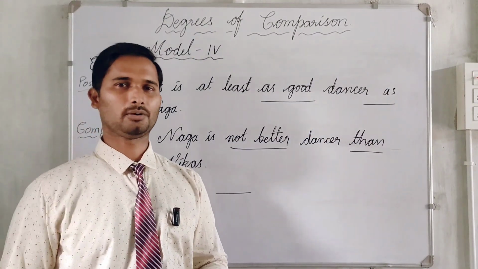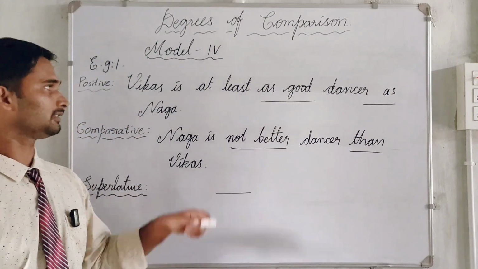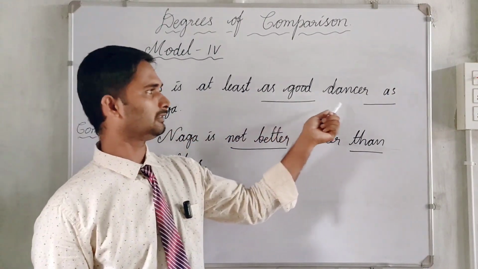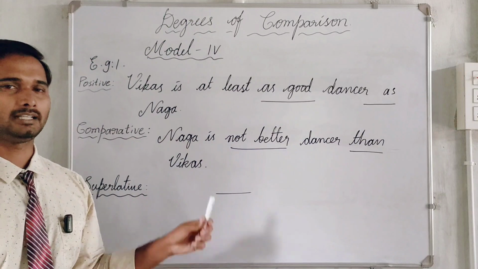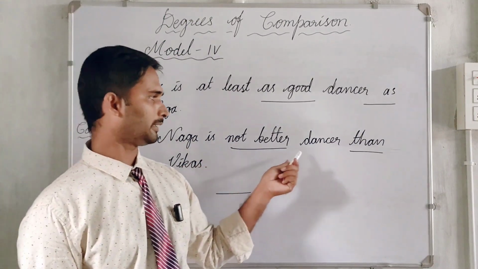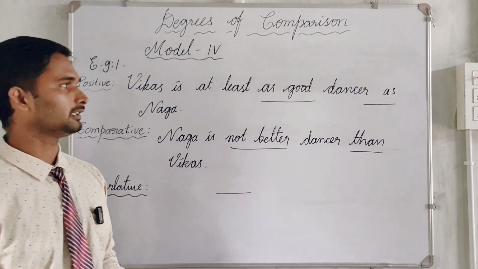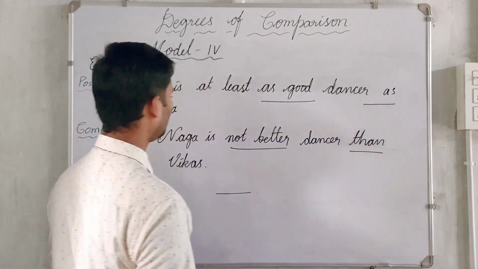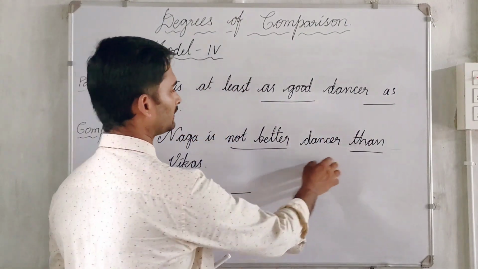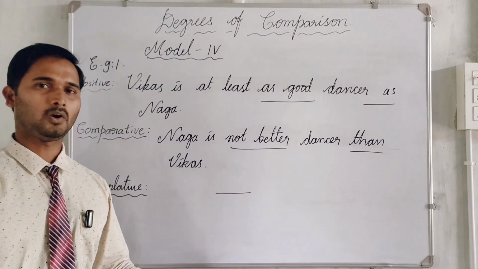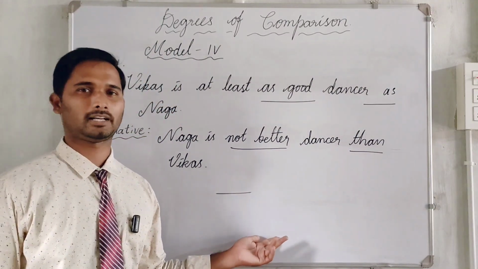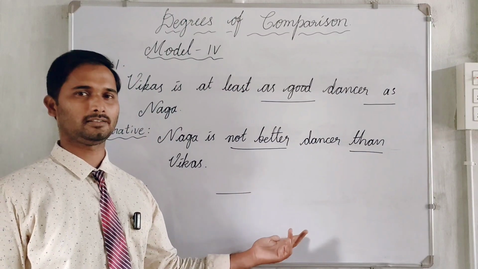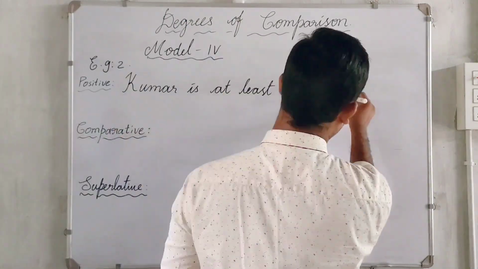Degrees of comparison. Model 4. Let us see some examples. Vikas is at least as good a dancer as Naga. And the comparative form: Naga is not a better dancer than Vikas. Here no comparison is made and the key points are as good a dancer as. And the comparative form, not a better dancer than Vikas. And Model 4 does not have the superlative form because we compare between two things or two people.